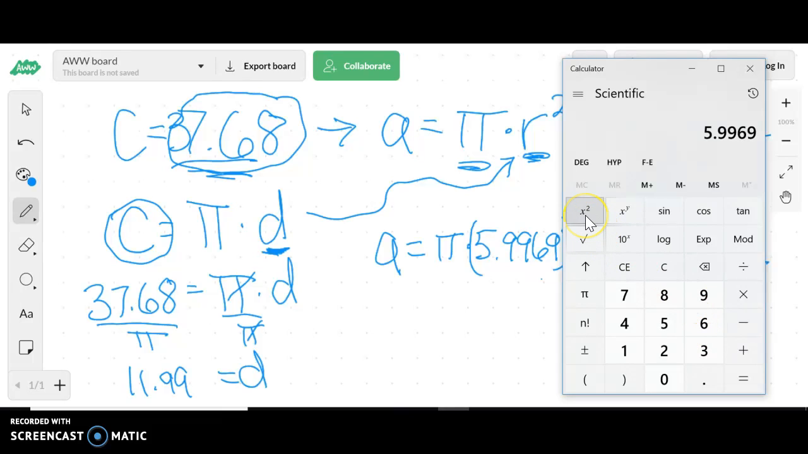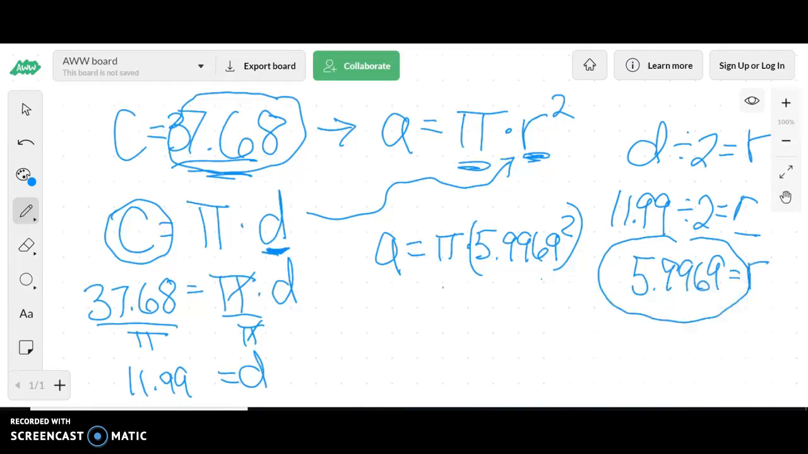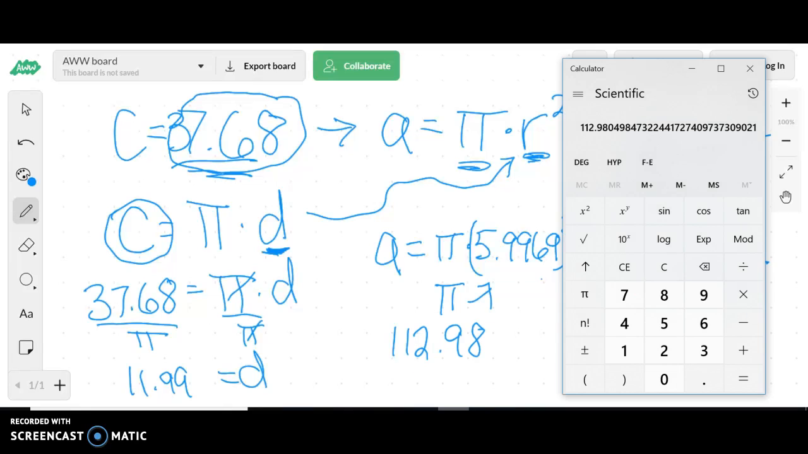This means to square it. It's going to multiply it by itself, squared. And then I multiply that by pi, right? Times pi. I'm going to get 112.98. Okay? So, pi times this gives me 112.98. So, let's go plug that into Khan Academy and see how we did.